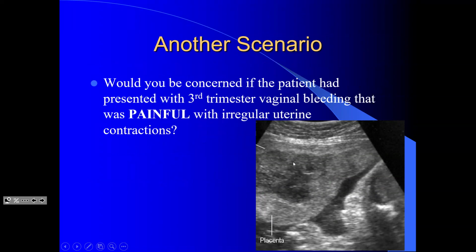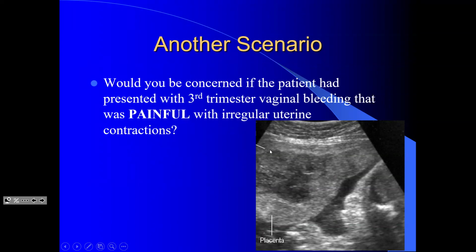So what is abruption? Separation of the placenta from the uterine wall. So that means the attachment of the placenta is sort of giving way. So there is blood or hemorrhage behind the placenta, between the uterine wall and the placenta.